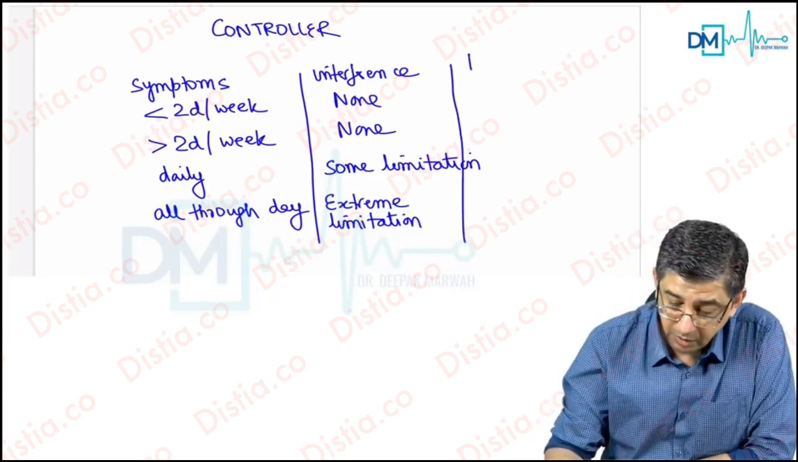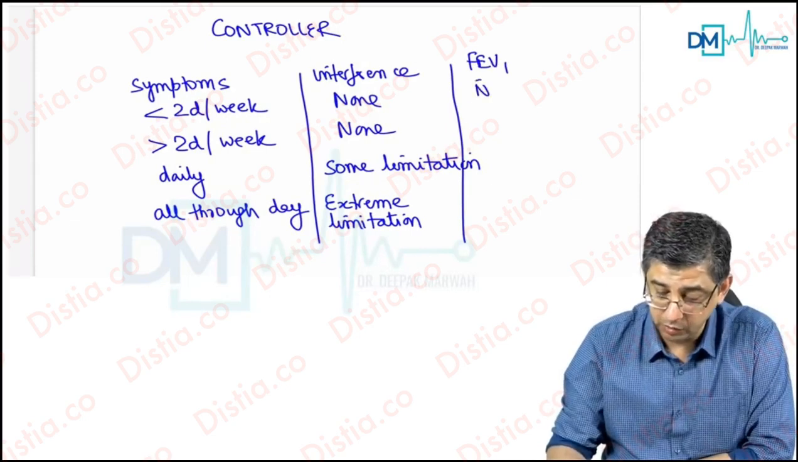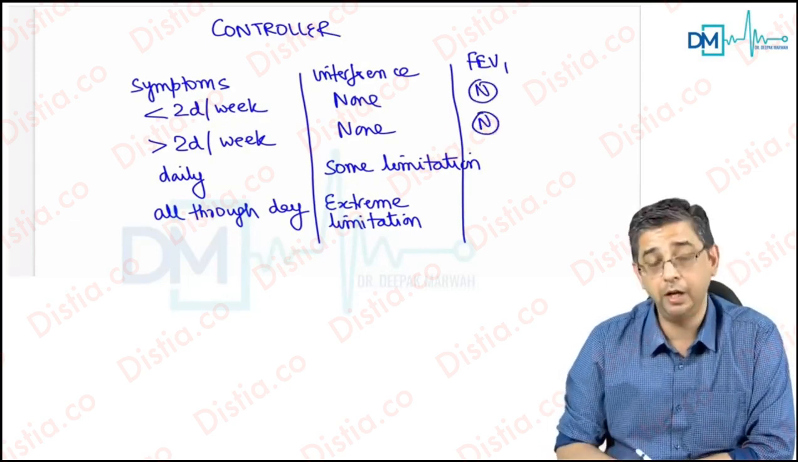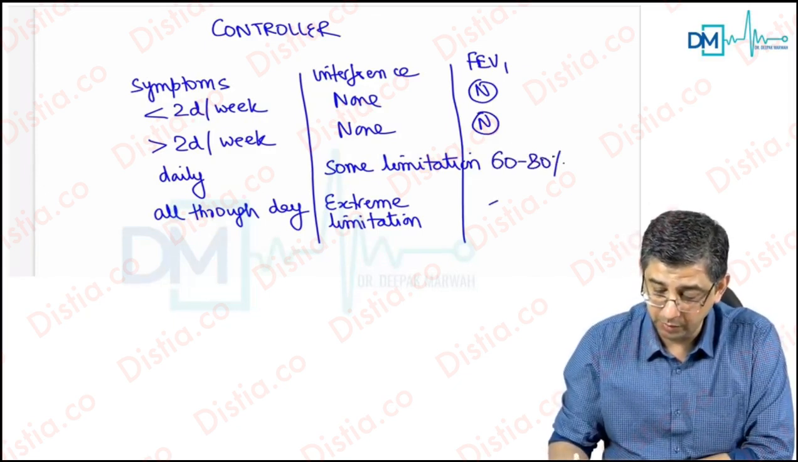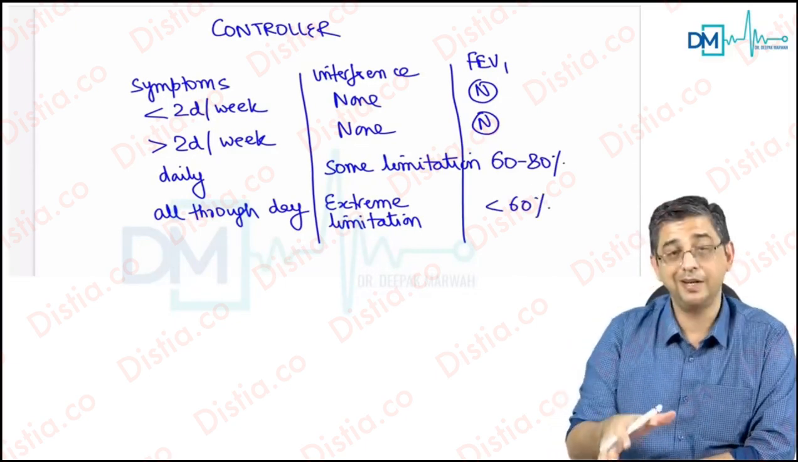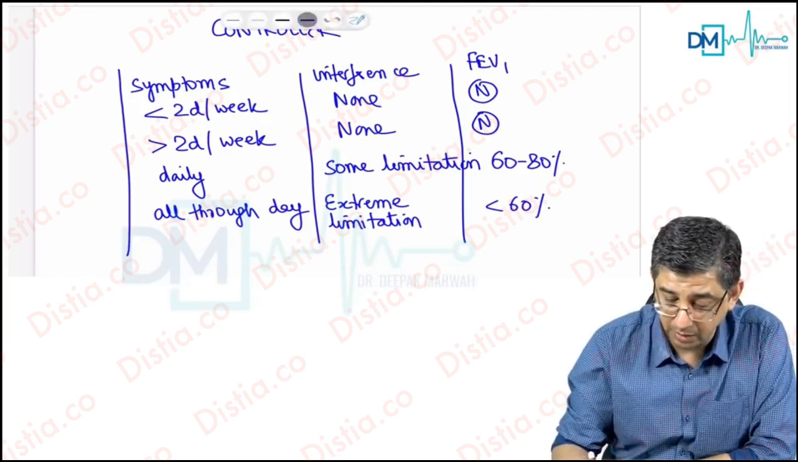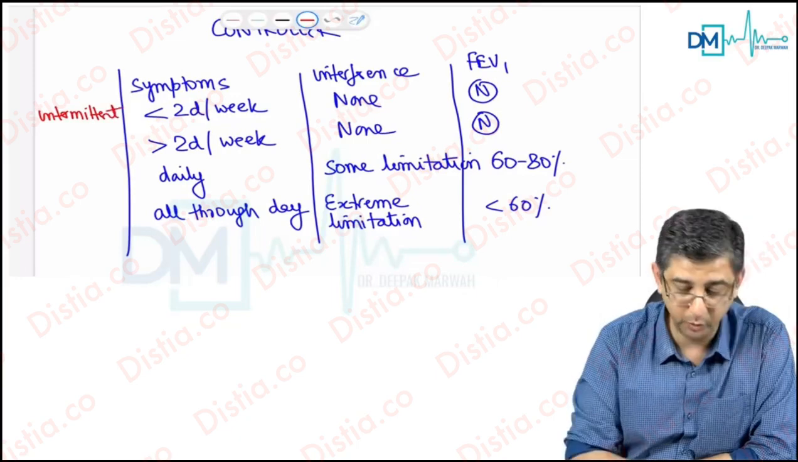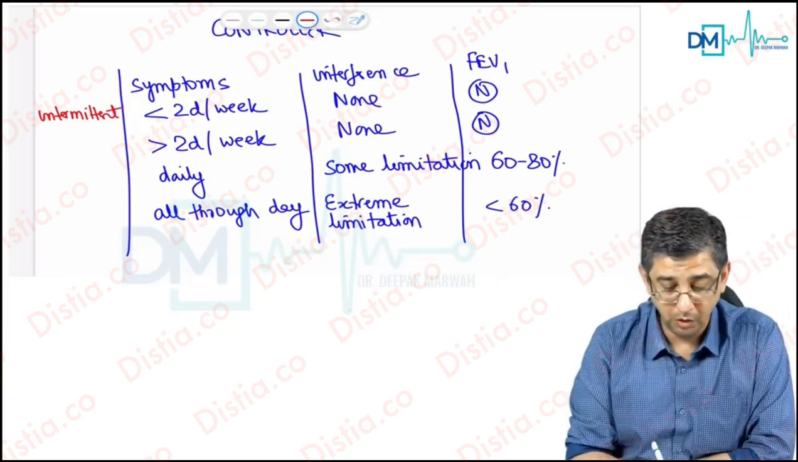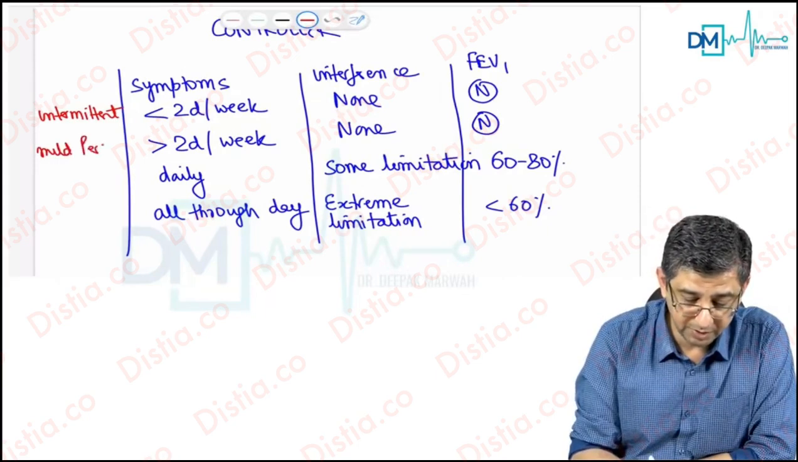I have also measured FEV1 of the patient. The FEV1 of the first 2 patients is perfectly normal, more than 80%. The 3rd patient is having FEV1 between 60 to 80% and the 4th less than 60%. So what I'm setting the stage for you is that when will I say that my patient is having intermittent asthma? Then the first category that I've created before you is intermittent asthma. On the other hand, the next category would be called as mild persistent asthma.